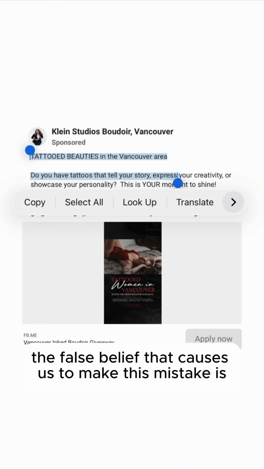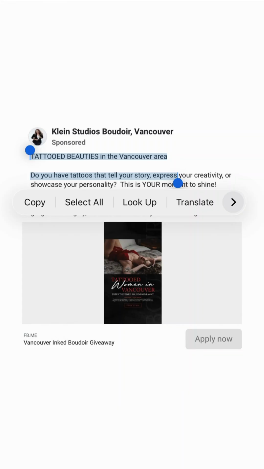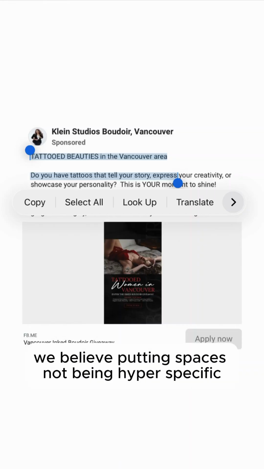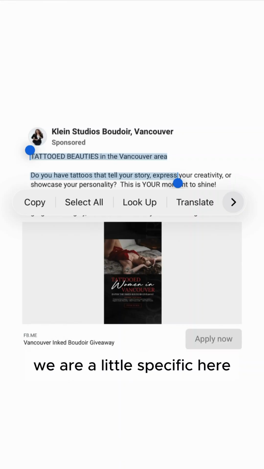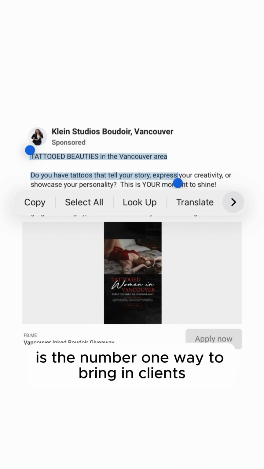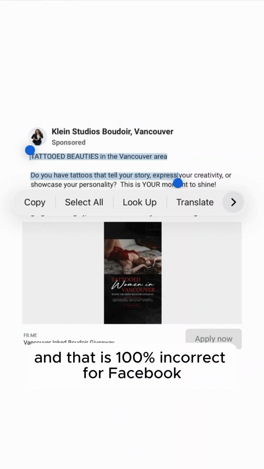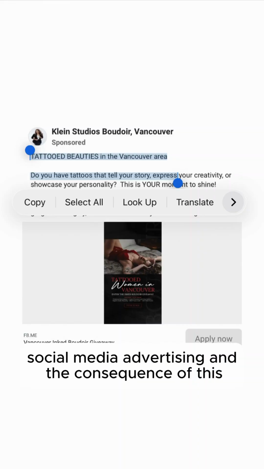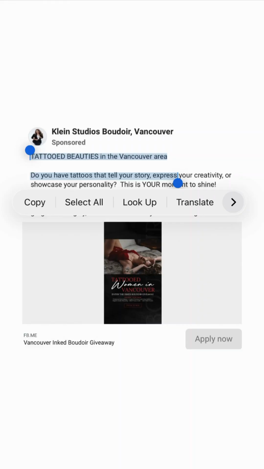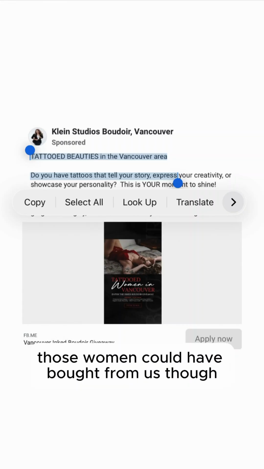The false belief that caused us to make this mistake is that we believe putting spaces, not being hyper specific. We are a little specific here, but not being hyper specific into who we're speaking to is the number one way to bring in clients. And that is 100% incorrect for Facebook social media advertising. And the consequence of this, way more women that could be the perfect fit for our ad are scrolling right on by. Our ad is never entering their brain. Those women could have bought from us though.